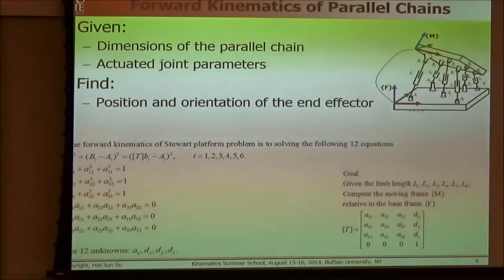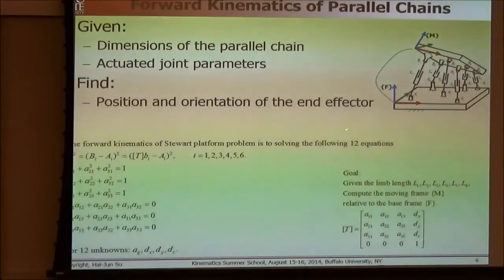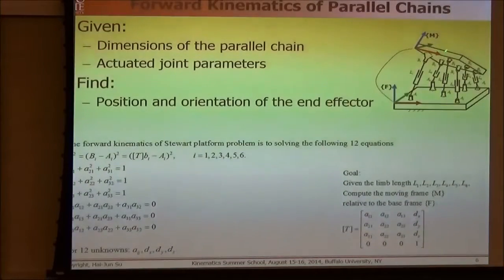The forward kinematics problem is for the Stewart-Gough platform. Given the six linear actuators, you want to find the position and orientation of the platform. That is called the forward kinematics problem.